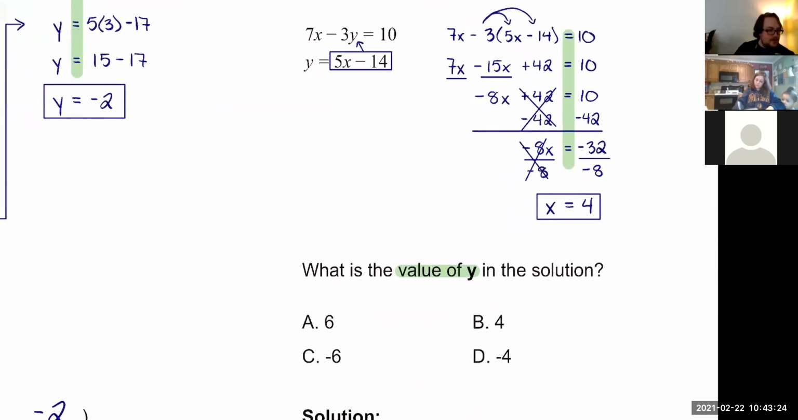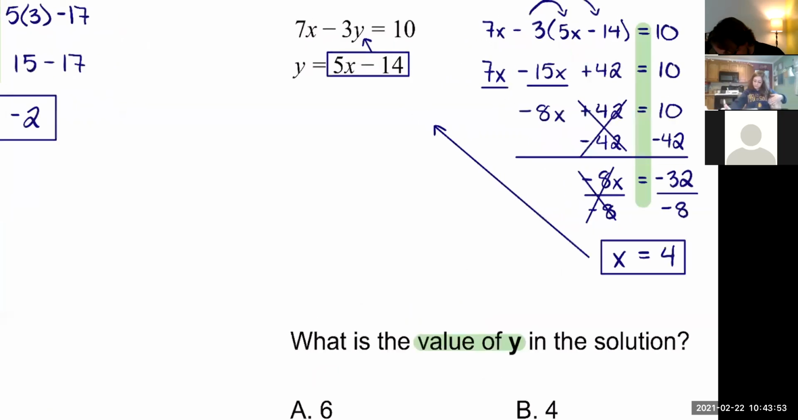So you guys, I don't know if you picked it up on the mic here, but yes, 4 is one of the options down below, but Leanna pointed out that we're looking for y. So yes, we found x, that's great. It's going to help us find our y, but don't jump the gun and say, oh, my answer is B. Make sure you know what you're looking for. And in this case, we need to use that x is 4 and bring it back and let it help us find the y that goes with it.